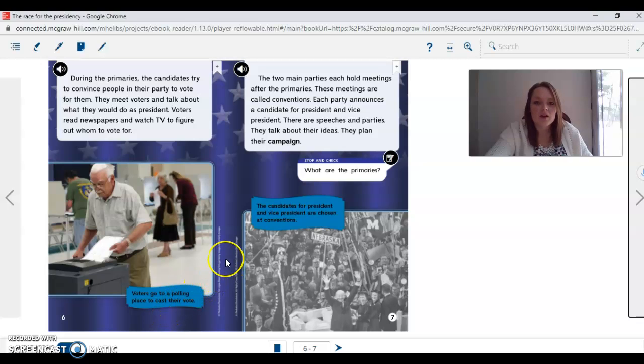The two main parties each hold meetings after the primaries. These meetings are called conventions. Each party announces a candidate for president and vice president. There are speeches and parties. They talk about their ideas and they plan their campaign. The candidates for president and vice president are chosen at conventions.